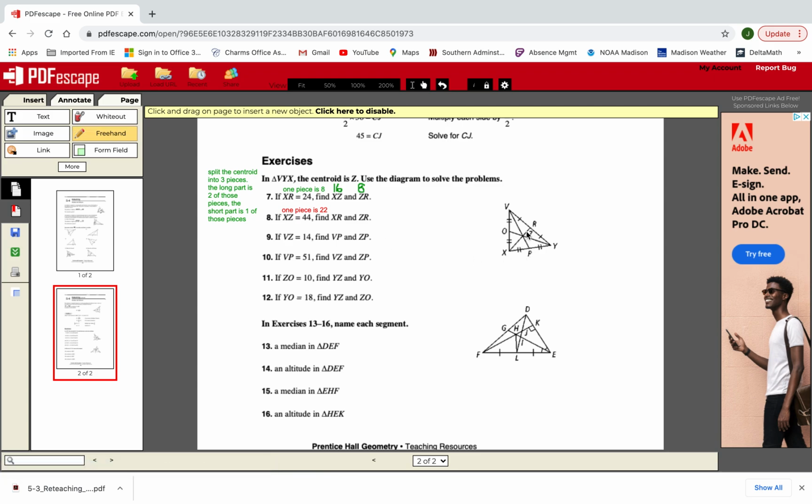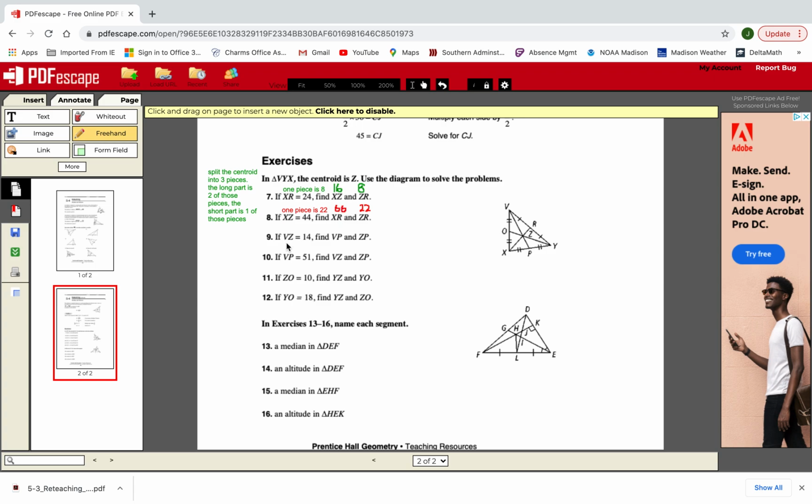All right, so XZ is 44. I can see that ZR is the short piece. So the short piece is 1 of those pieces, so ZR is 22. Okay? And XR is the entire thing. So XR is XZ plus ZR, 44 plus 22 is 66. So you're going to have to really be careful and know exactly what they're asking you here.